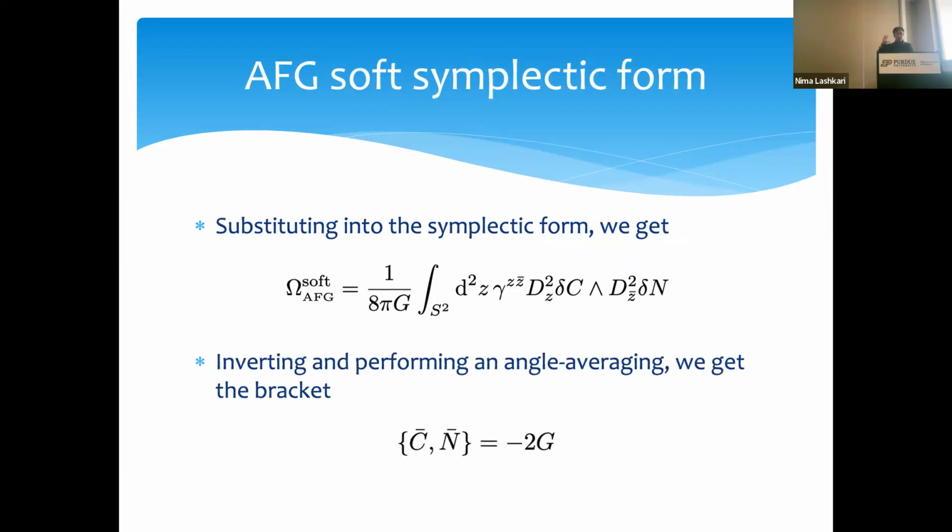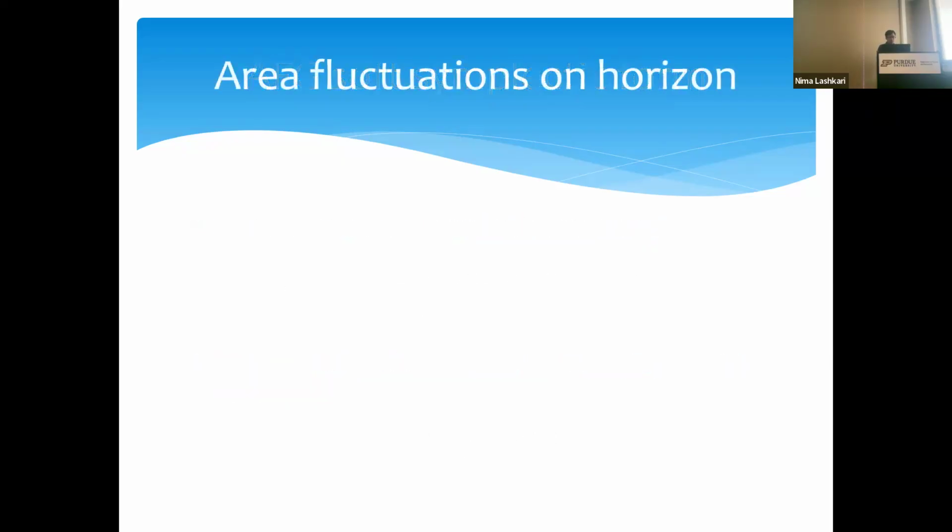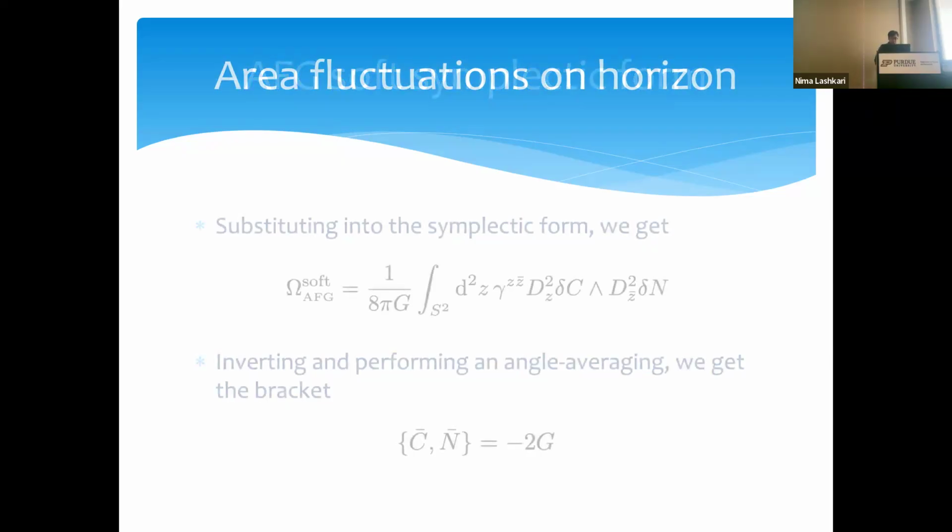And of course, so far we haven't assumed spherical symmetry. So what we want to do is perform an angle average. After we do that and invert the symplectic form, what we get is that the bracket between C and N, both angle averaged, is -2G. And this is starting to look very similar to the bracket that we had for finite causal diamonds.